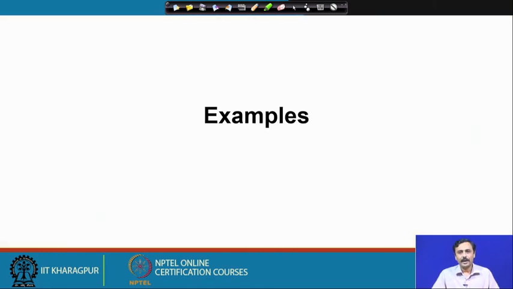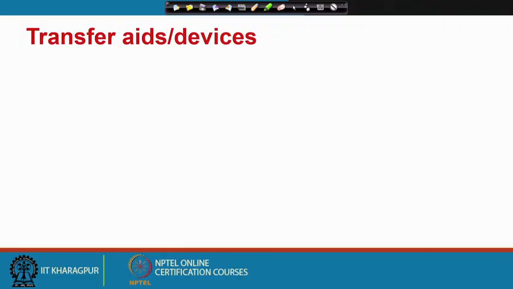Now, we come to examples. Through certain examples I will show you various mechanisms and also tell you about what are the things that we are going to study which are relevant to these mechanisms. The first mechanism that I am going to show you is a transfer aid or transfer device.